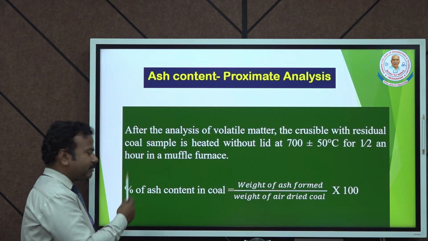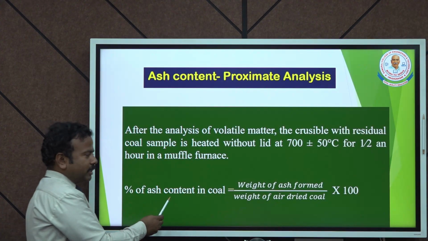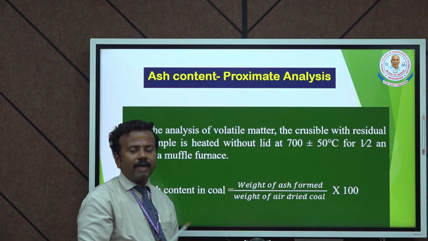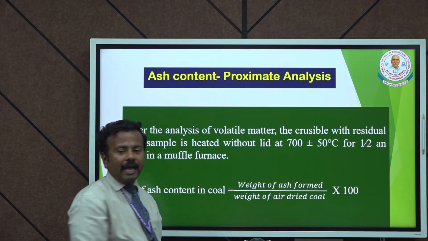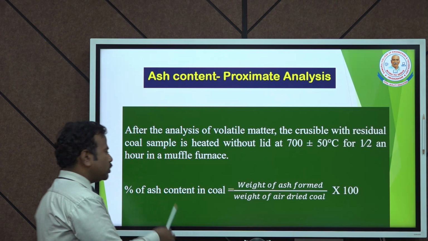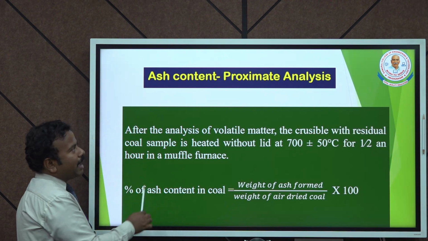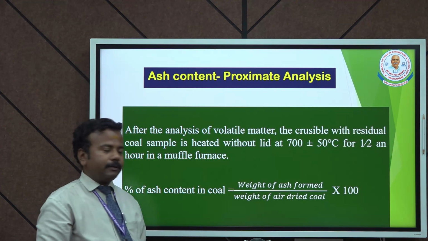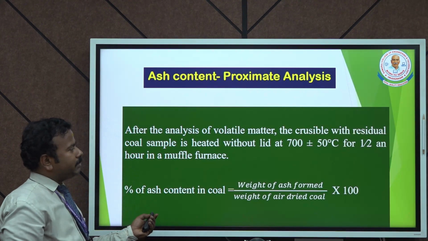So we calculate the percentage of the ash content, which is equal to weight of ash formed divided by weight of air dried coal into 100. This is how we calculate the ash content by proximate analysis.